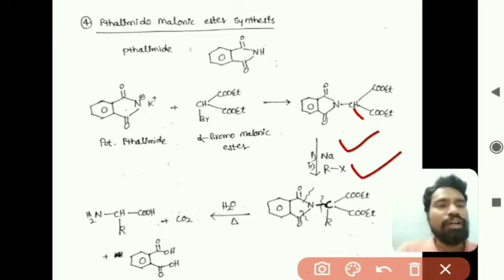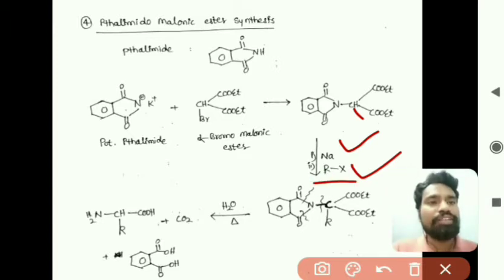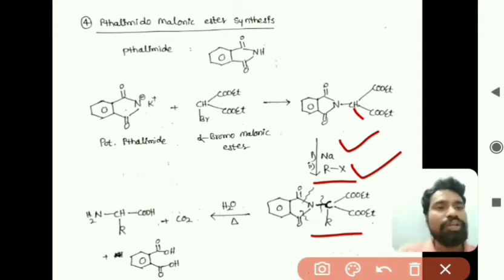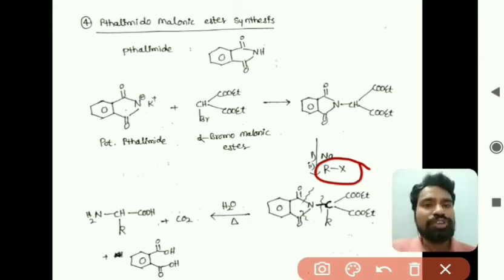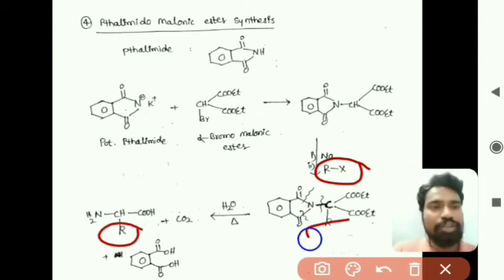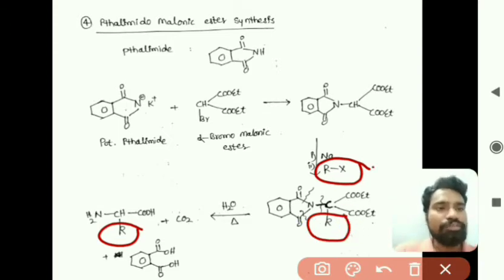after that, alkyl halide. That carbanion will react with alkyl halide, and there is a bond formation between malonic ester carbon and alkyl group, and this is the important step, because whatever the R which we are getting in the amino acid will be added in this step, right.